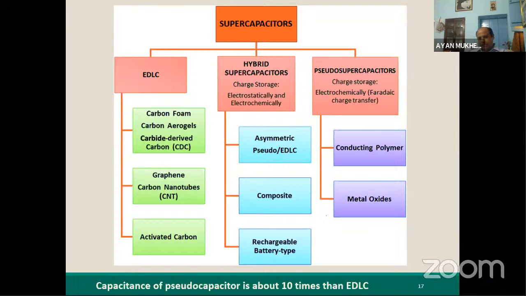Nowadays, research is going on in this field, and till now there is no supercapacitor available in the market which uses pseudocapacitor-based material, but people are trying to do so because the capacitance of a pseudocapacitor is about 10 times greater than that of an EDLC. We can also use a hybrid type of supercapacitor that uses both materials.